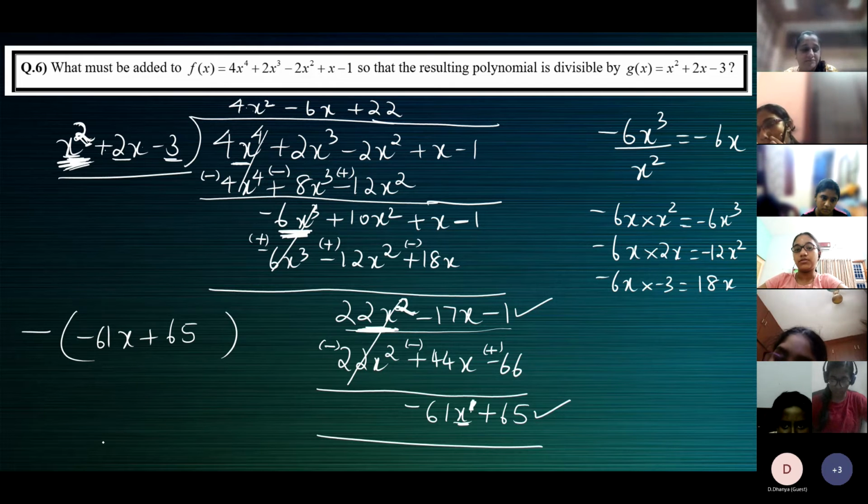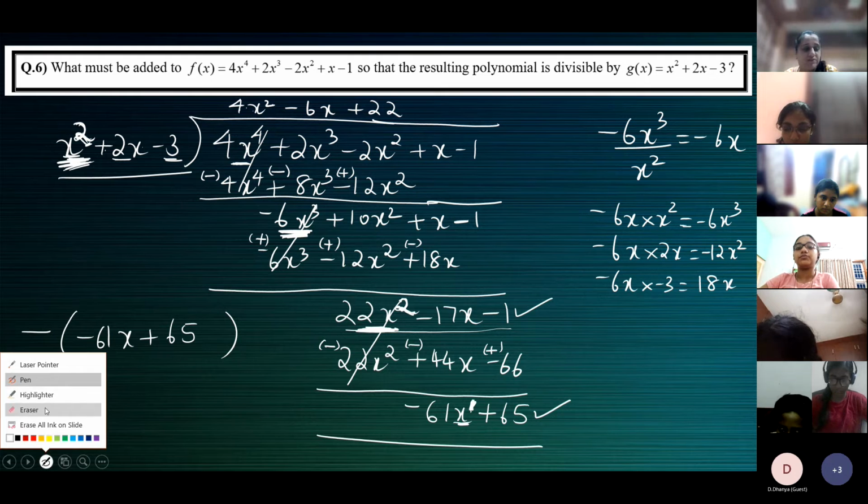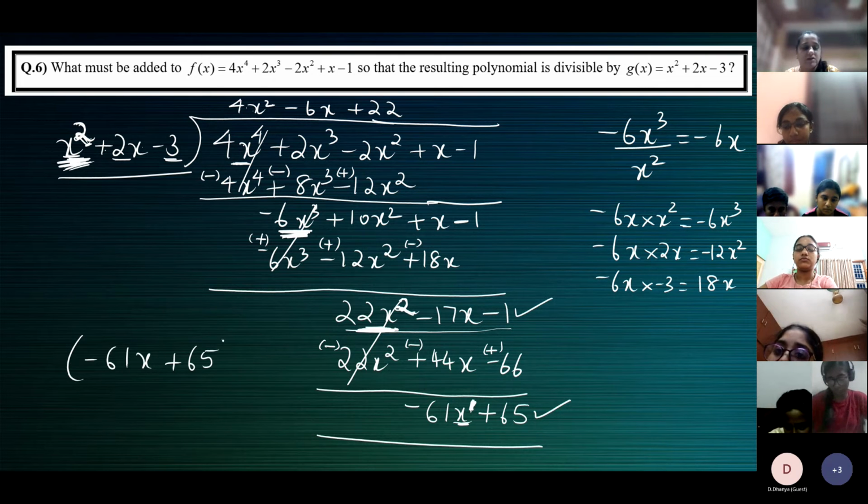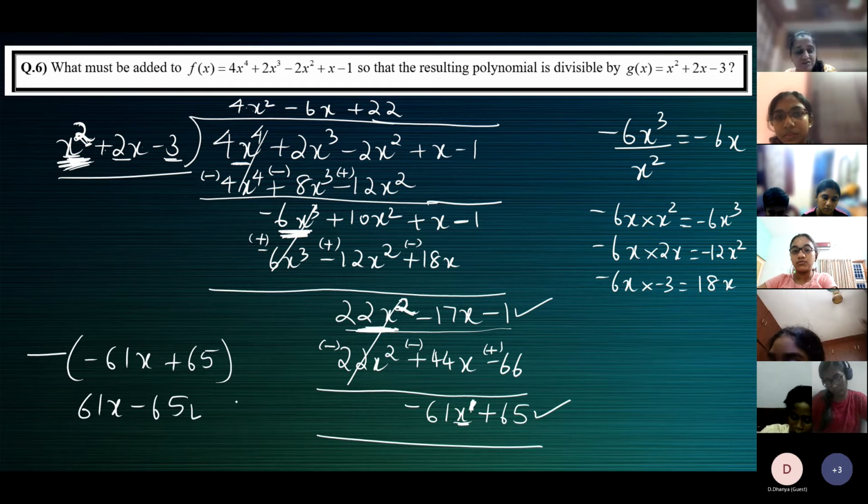Let me write it again. This is the remainder: minus 61x plus 65. And this is the negative of the remainder. So what does that give us? 61x minus 65. This is the expression to be added.